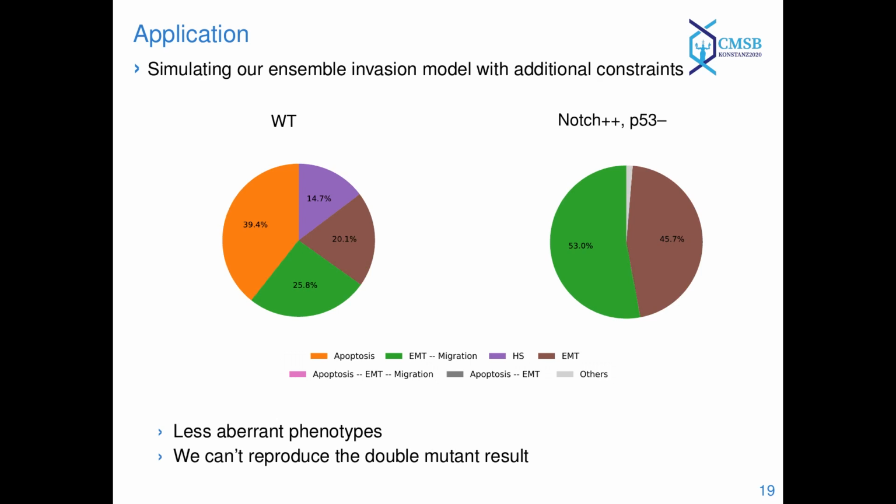When we add the two additional constraints on the single mutants, we get a very similar result for the wild type. And for the double mutation Notch p53, we get less aberrant phenotype, but we also get less migration, and we get a lot more of this phenotype which activated EMT and didn't activate migration. So with these constraints only, we cannot reproduce the double mutant results. We need additional constraints.